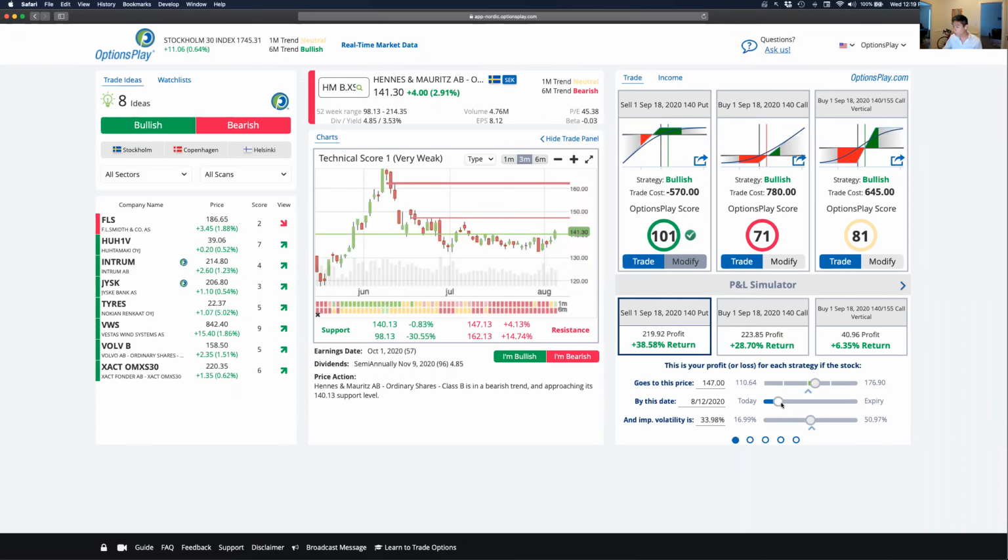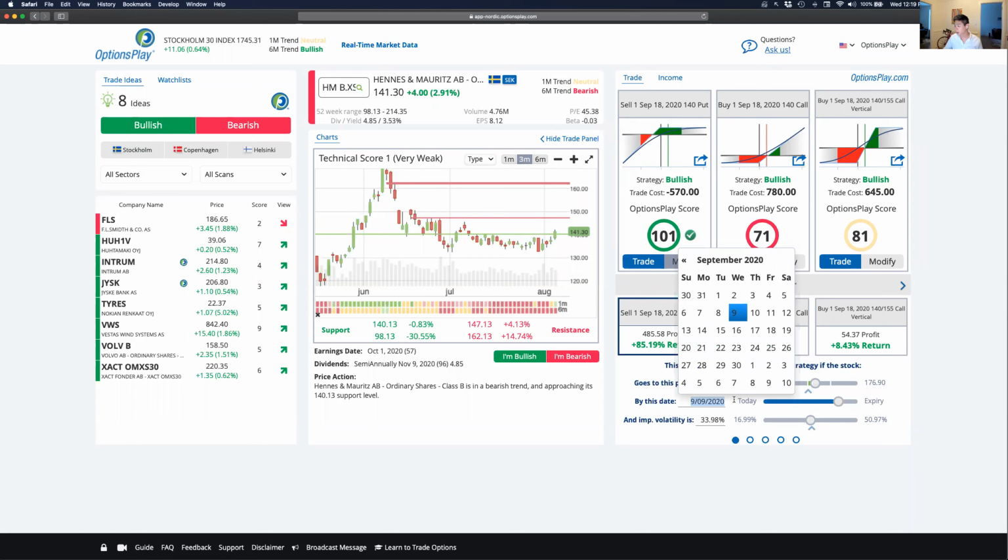But if it takes a week to get there, so today is the 5th, if it takes 1 week to get there on August 12th, as you can see, instead of making 34%, you're looking at about 28%. So you've lost a bit of the value of that option to time value. And the longer it takes for this stock to reach that 147 target price, the more the value of your option is going to decay.